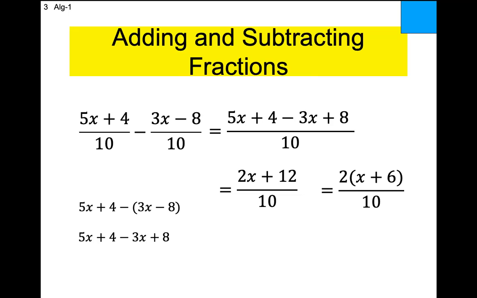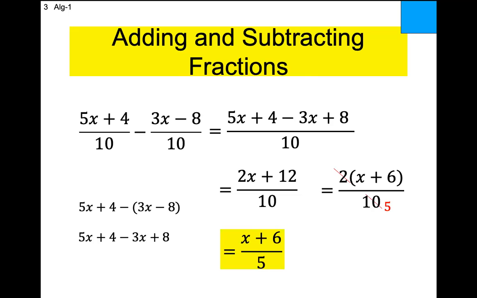What goes into 2 and 10? 2. So the 2 cancels, and the 10 turns into a 5. So what's the final answer? 5 times x plus 6. No, read what's there. X plus 6. That's the answer. That's a lot of work for just a simple subtraction.